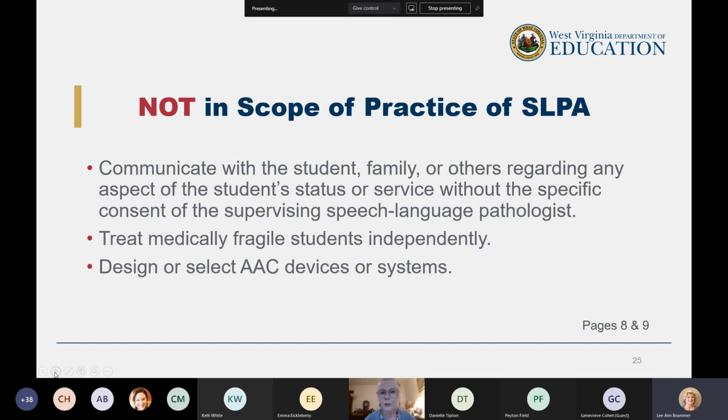Treating medically fragile students independently doesn't make sense anyway, but that's certainly listed in your guidance document. And you certainly would be programming the devices, but the design and the selection of the AAC device would be the SLP's decision, and then you work together on the programming.